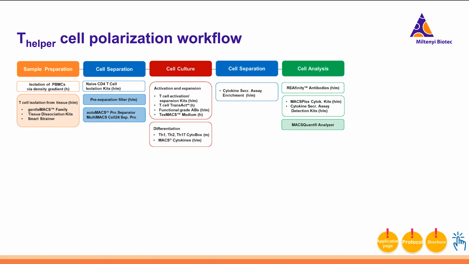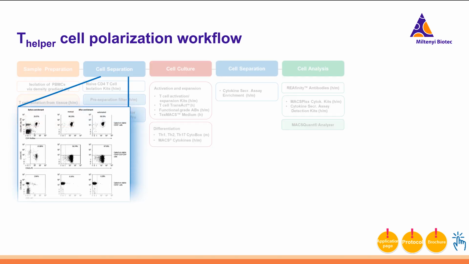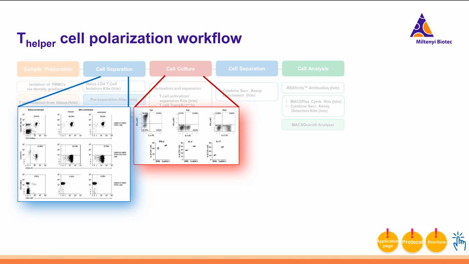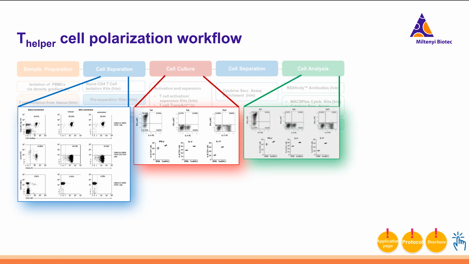Another very well culture-driven workflow is the polarization of CD4 positive T helper cells. Naive CD4 positive T helper cells are gently isolated using our Naive CD4 T Cell Isolation Kit. For the polarization into the various T helper cell subtypes, of course, our MACS cytokines and TexMACS medium are the best choice. And then again, the phenotype and cytokine secretion can be assessed using our REAffinity antibodies, the MACS Cytokine Kits, and the MACSQuant flow cytometers.